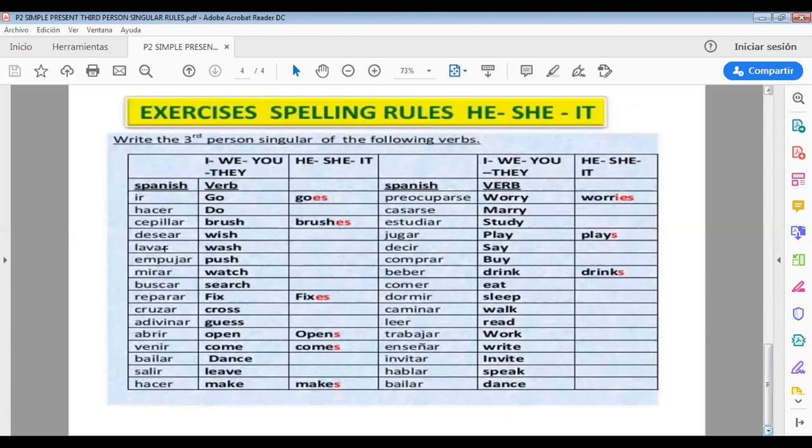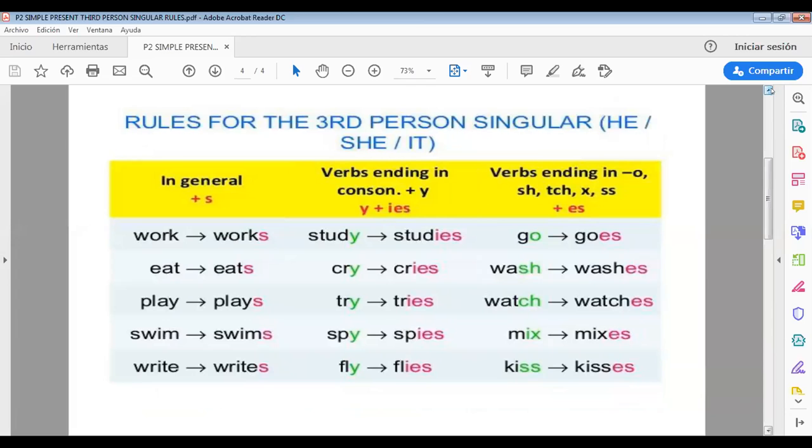And I have more, but I will leave you as homework. I will give this as homework so that you can continue trying to follow the rules and write the correct form, right? So what I want you to do is take a picture of these rules, of this slide. I will send it to you.